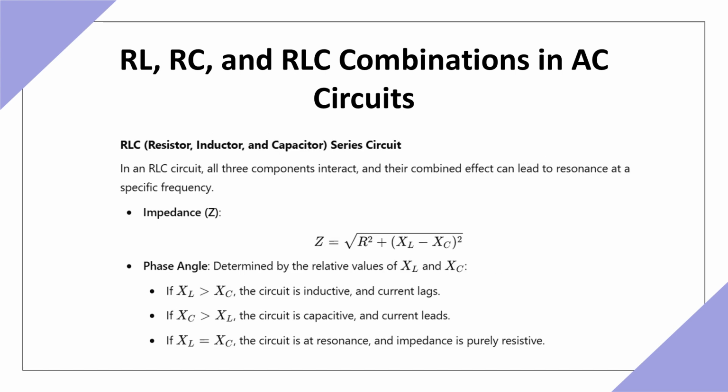RLC circuits combine resistors, inductors, and capacitors. The total impedance includes resistance, inductive reactance, and capacitive reactance, Z equals square root of R squared plus (XL minus XC) squared. The phase angle determines whether the circuit behaves inductively or capacitively. At resonance, XL equals XC, and the circuit acts purely resistive, minimizing impedance. RLC circuits are key in applications requiring resonance, such as radio tuners.